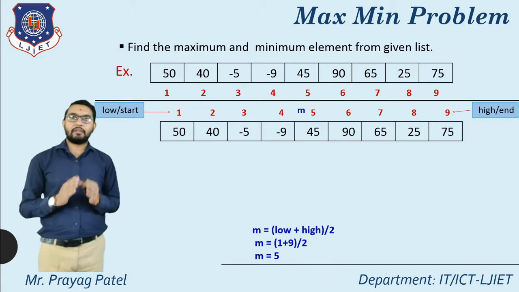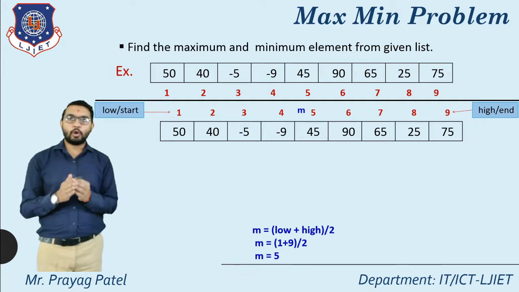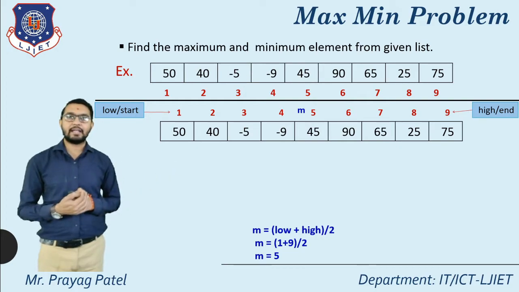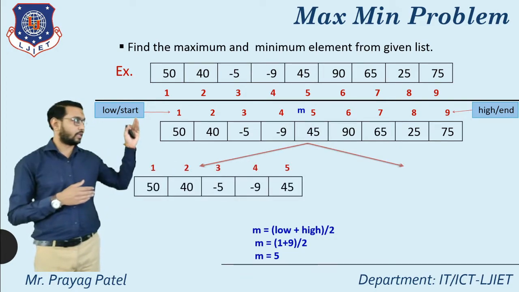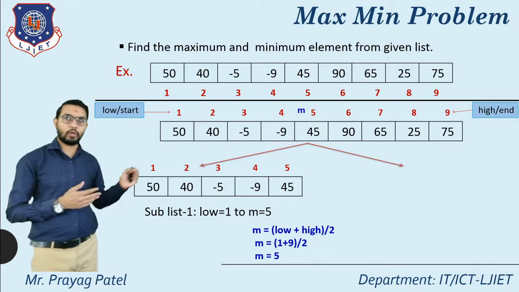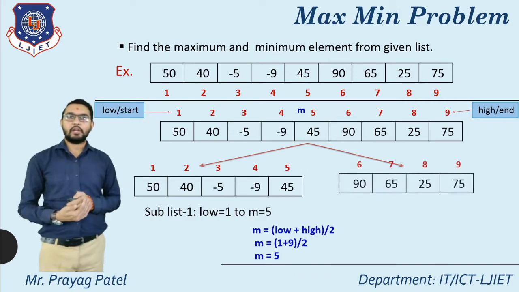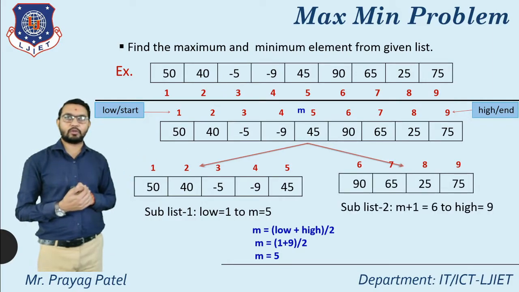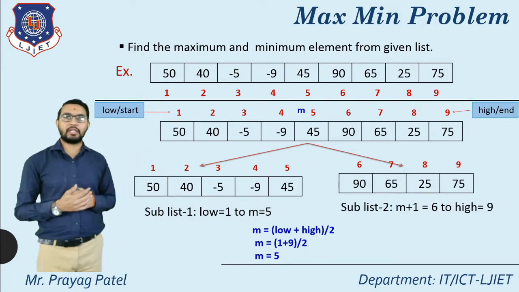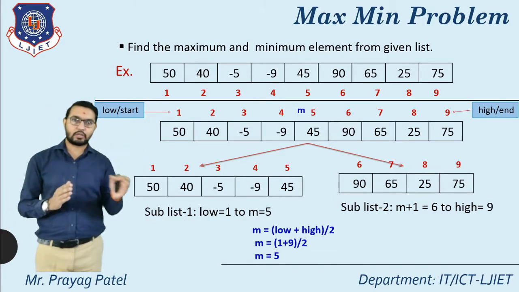Now after that, divide this problem into two sub-problems. How can we divide it? Low to middle is considered the first part, and middle plus 1 to high is considered the second part. So the first part is location 1 to 5 and the second part is location 6 to 9. Sublist 1 is location 1 to middle position 5, and sublist 2 is middle plus 1, equal to 6, to high, equal to 9. So this array is divided into two sub arrays, sublist 1 and sublist 2.